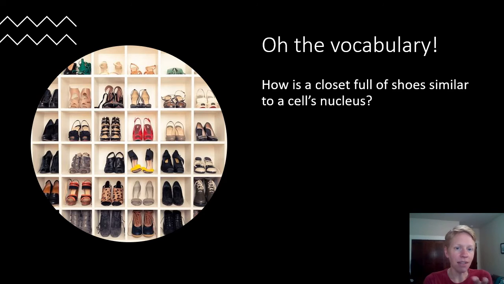So we have the homologous pairs for each chromosome in our cells. And for humans, we have 23 different kinds of chromosomes, and they're in pairs. We have a total of 46 chromosomes in our cells. So it'd be similar to having 23 pairs of shoes in your closet.